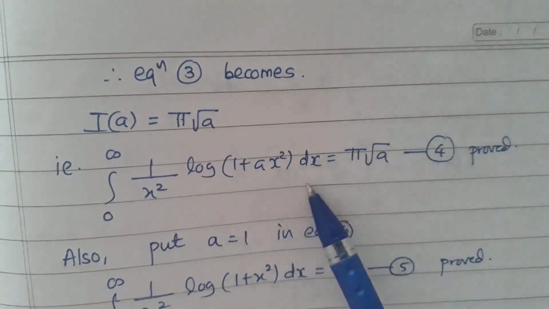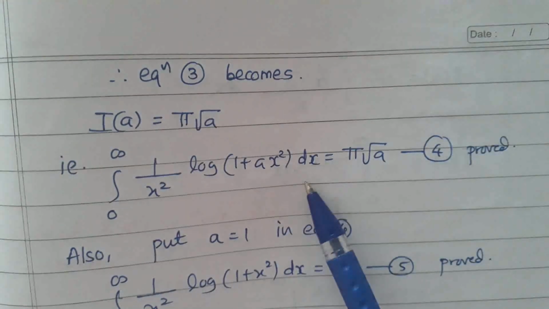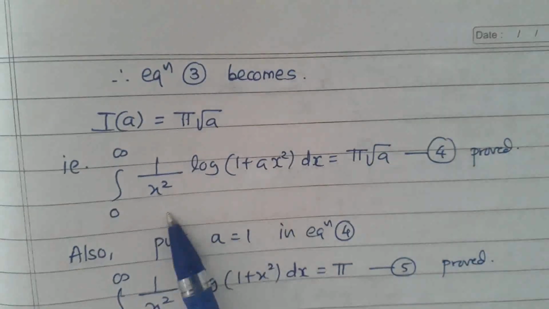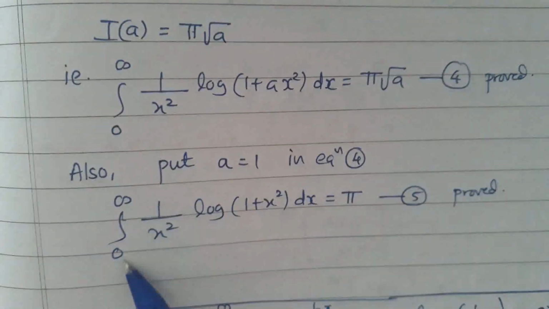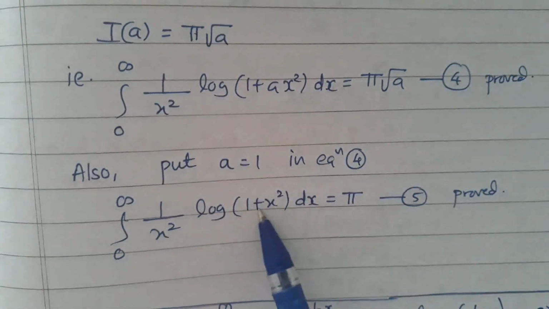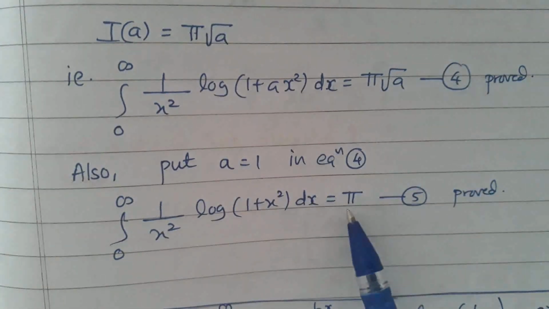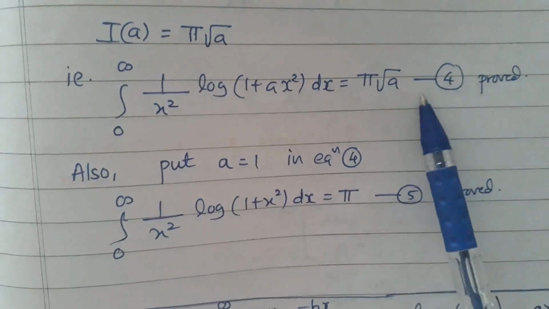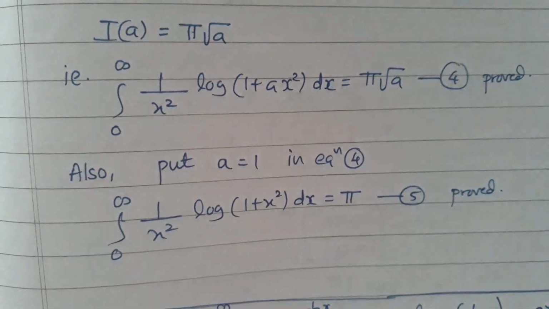Now using this we have to deduce one result, the second part of this question. Put a equal to 1 in LHS and RHS. So this integral becomes the integral from 0 to infinity of 1 upon x square log of 1 plus x square dx, and this is equal to pi. So this is the second proof of this question, and this is the first part of this question.